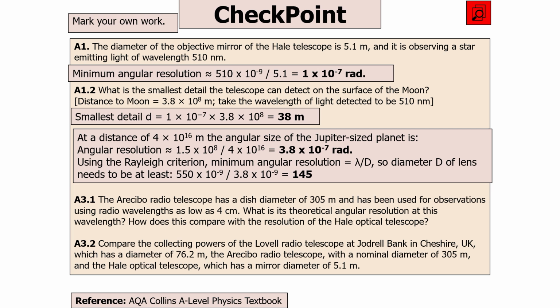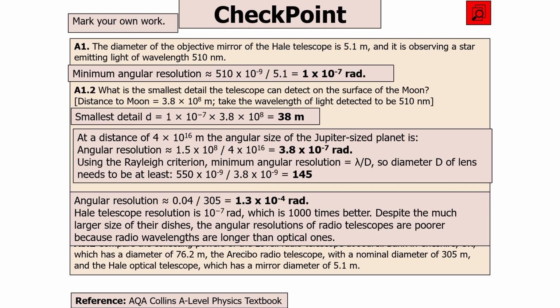Now the next one, the angular resolution, again you work through to be 1.3 times 10 to the minus 4 radians. Now the Hale telescope resolution is about 10 to the minus 7 radians from the previous questions. So that's about 1,000 times better. So despite the much larger sizes of the dishes, the angular resolution of the radio telescopes is a lot worse because radio wavelengths are a lot longer than optical ones, and theta equals lambda over d.